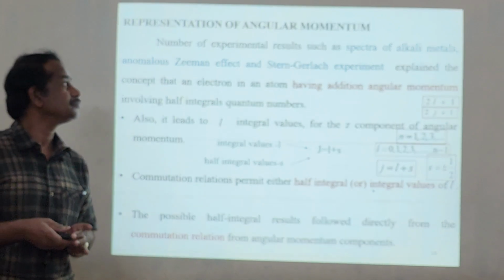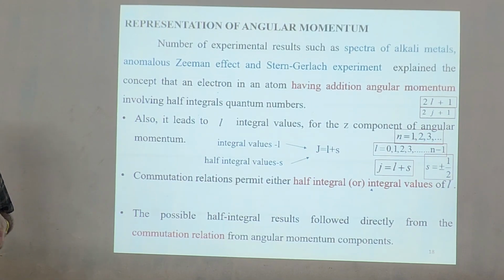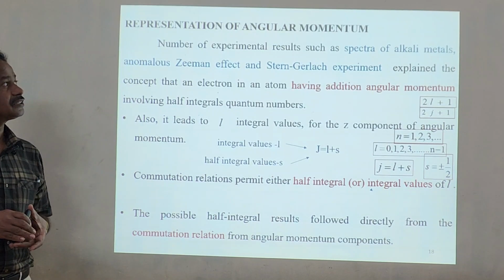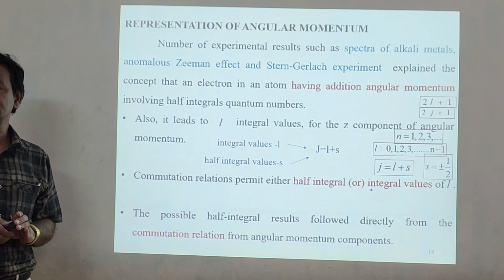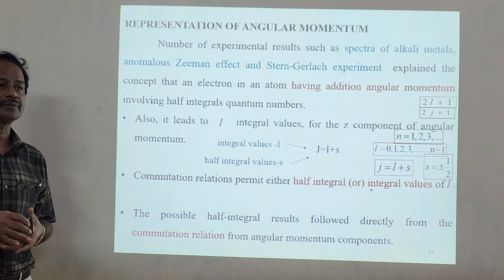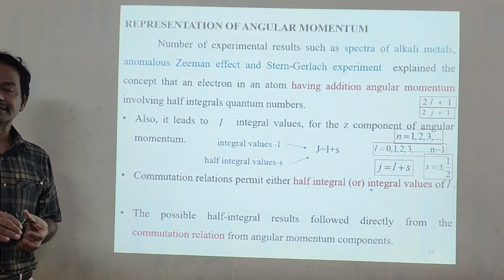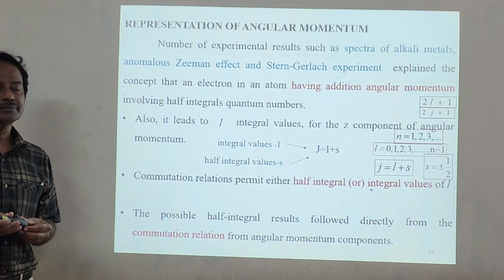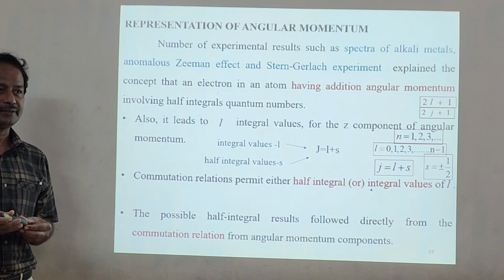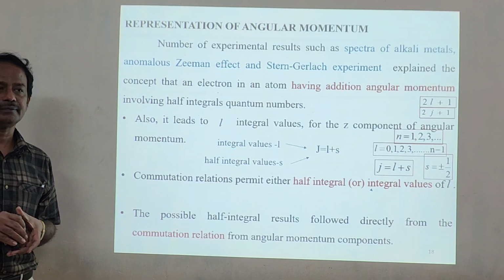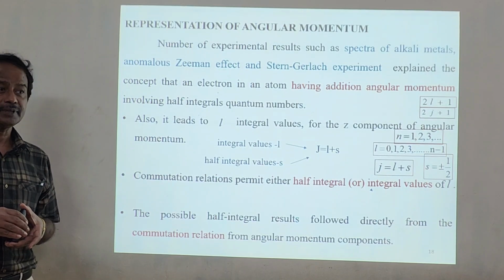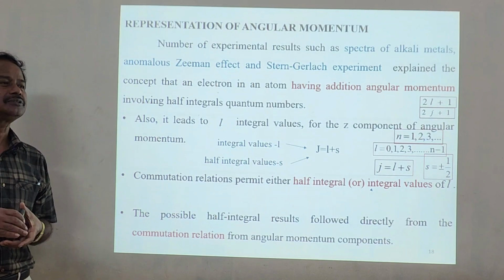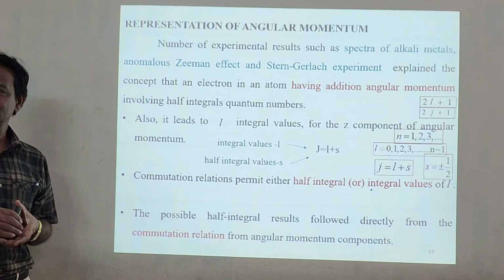Good morning, students. In this class, we are going to discuss the representation of angular momentum, which is a very important concept in quantum mechanics. In fact, we learned in the last class about angular momentum, which was represented by L. And of course, we learned the eigenvalues of L squared and Lz. We have given importance to these two quantities, L squared and Lz.